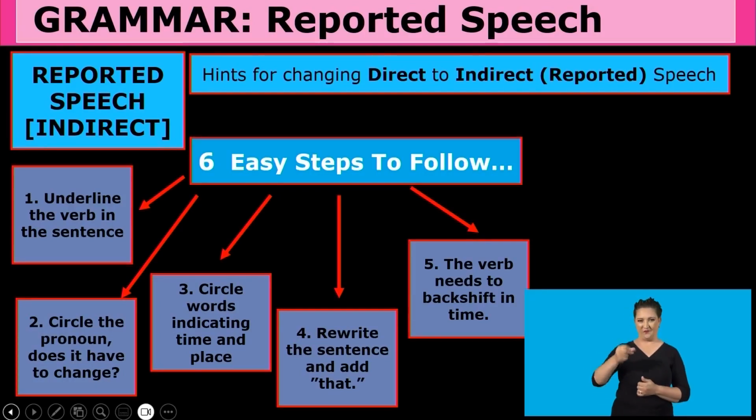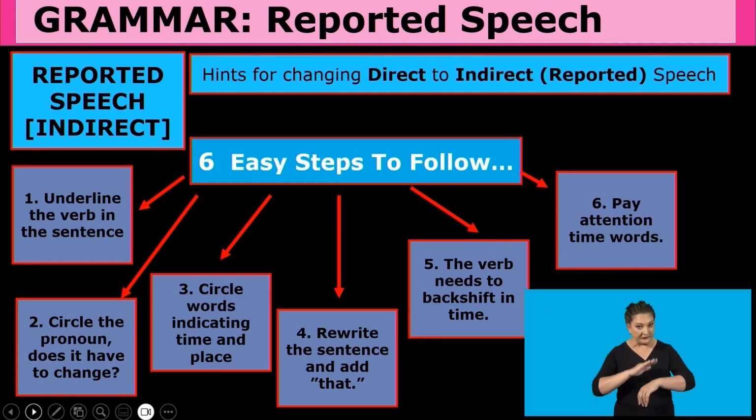Then the verb needs to backshift in time. So we do a backtrack of the verb. Then also pay attention to time words, because they also change when we are changing to reported speech, also known as indirect speech.